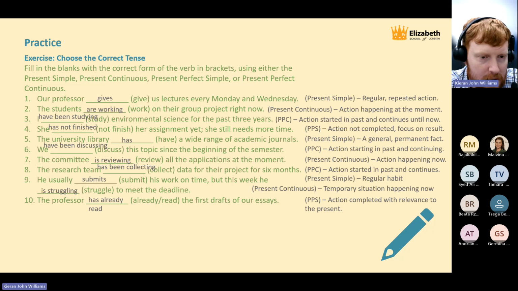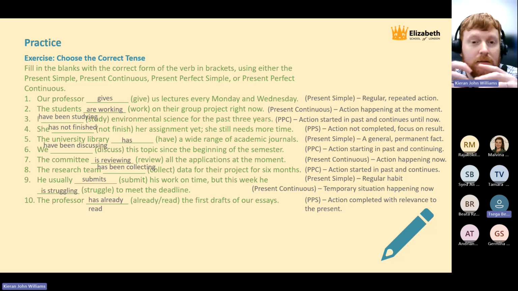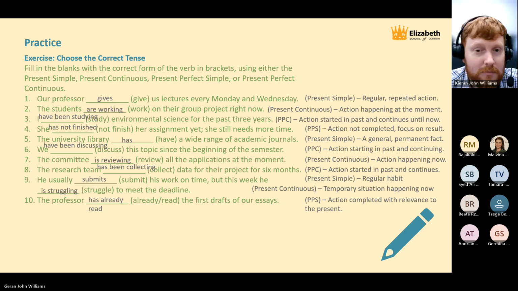Good, all right. Number 6, we've got since the beginning of September. So what should it be? We have discussed. Well, again, we're talking about length of time, so we have been discussing, present perfect continuous. Number 7, it says at the moment. Any answers? Is reviewing. Excellent, good.